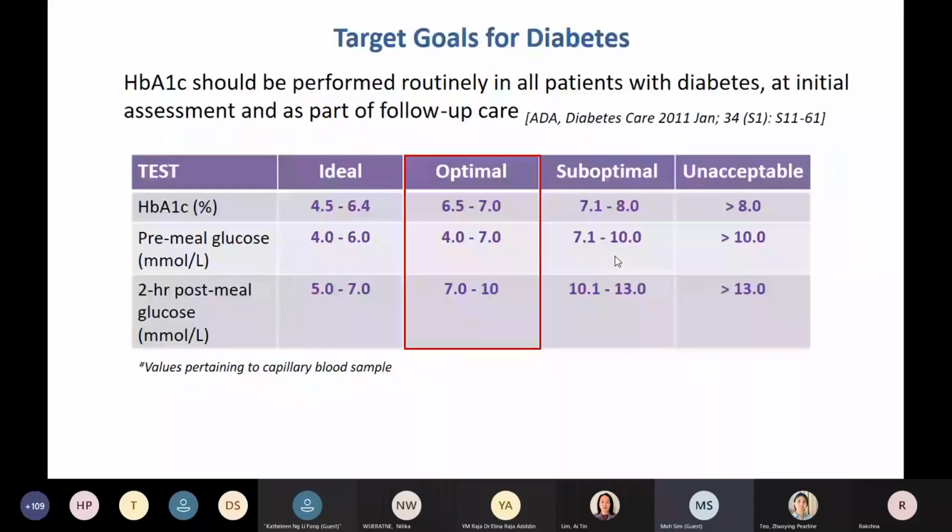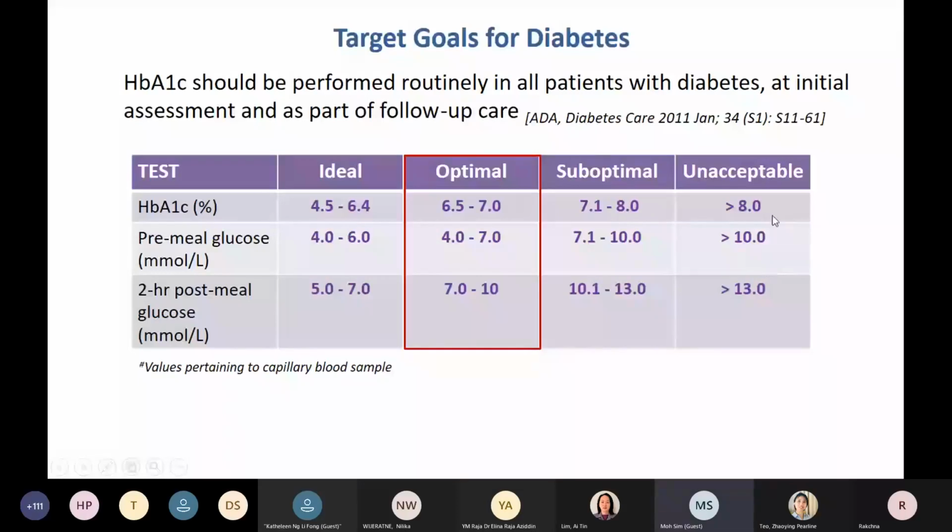It is well recognized that HbA1c should be performed routinely in all patients with diabetes at both the initial assessment and as part of follow-up care. This table shows the different categories of glycemic control. For patients with diabetes, we aim for them to have an HbA1c level of 6.5 to 7.0%. A patient is considered to have suboptimal glycemic control if his HbA1c is between 7.1 to 8%, and unacceptable glycemic control if his HbA1c is greater than 8%.